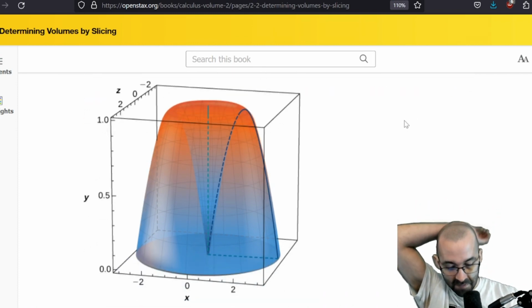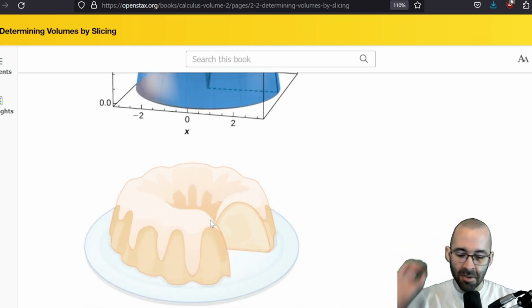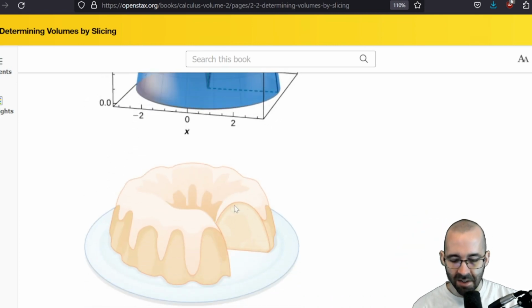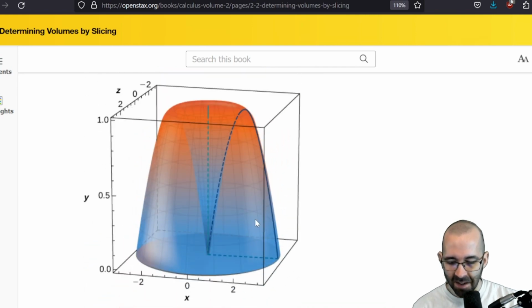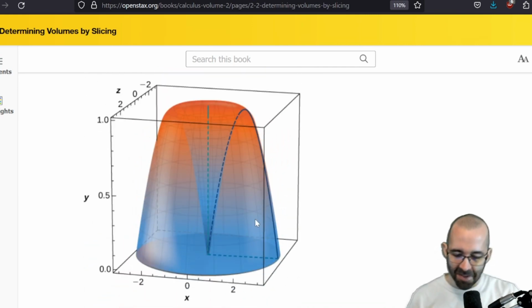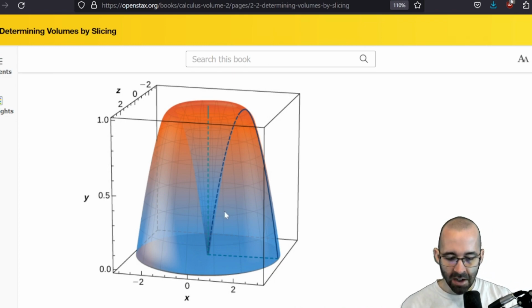So there's a little bundt cake as an example. Cross-sectional sine wave right here. Yummy. Okay. We're revolving it around the y-axis. Oh dear, this is going to be fun.